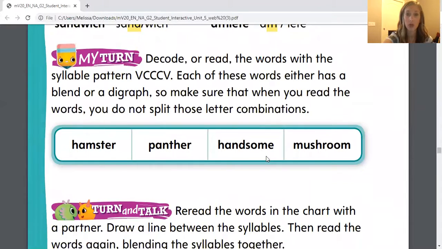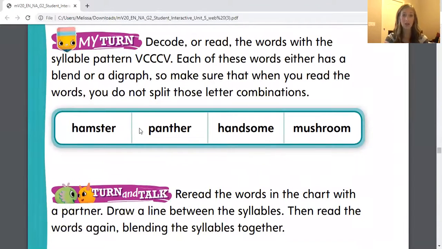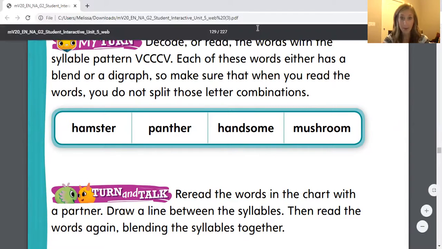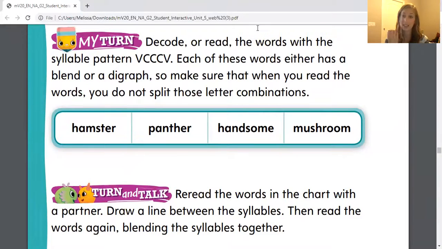So your job is to decode or read these words, and then you need to go ahead and write these words down and make sure you're splitting them into different syllables. So it says reread the words in the chart with a partner, draw a line between the syllables, then read the words again, blending the syllables together. So I'm going to do this with you. We have the word hamster, panther, handsome, and mushroom. And so I'm going to go ahead and stop sharing my screen and hold up the way these words need to be split into syllables for you, so you can pause it and go ahead and split these words into syllables correctly.